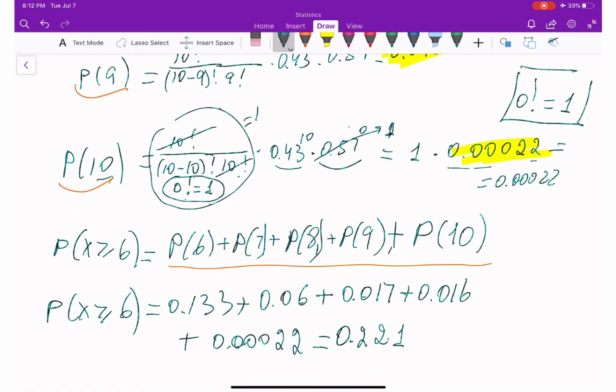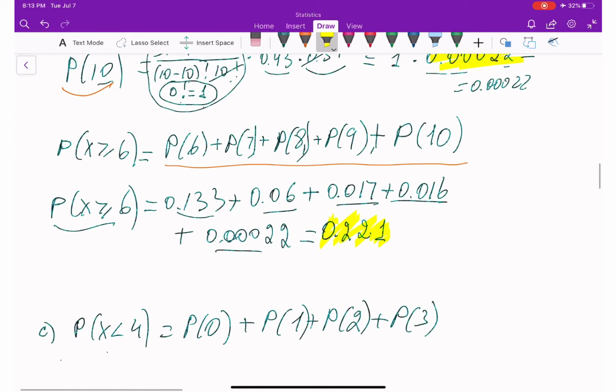So since we need probability of at least 6, which means 6, 7, 8, 9, 10, we are adding up 6, 7, 8, 9, 10, and the result is 0.221. All right. Now you can put this on a calculator. There are a bunch of calculators online. You can plug in and get the results, or you have a calculator yourself also, I'm pretty sure.